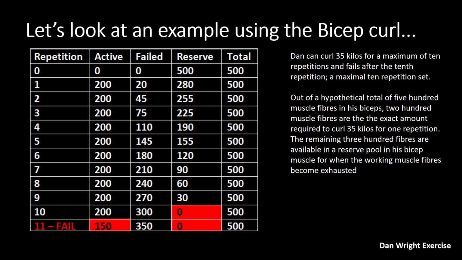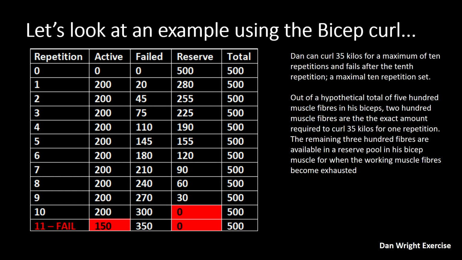So for every repetition, there's just 200 muscle fibers. And after that one repetition, 20 of those fail. They become tired. They were probably active a lot during the day. Now we've got 20 that have failed, so we've only got 280 in reserve. And the total is always 500. Second repetition, 25 more fail. So we've got 45 total that have failed, and we have 255 left in our reserve pool.